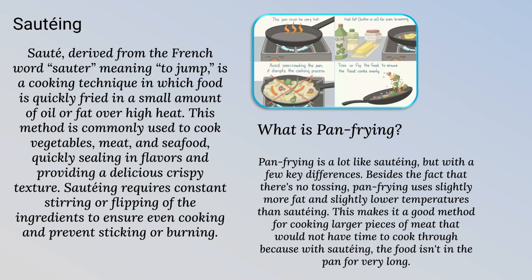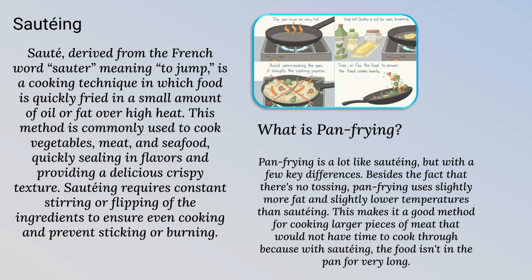Whereas pan frying is saying that no tossing is permitted. In pan frying, we use less amount of oil or fat and lower temperature as well. And this makes it a good method for cooking larger pieces of meat that would not have time to cook through, because with sauteing, the food is in the pan for very long.